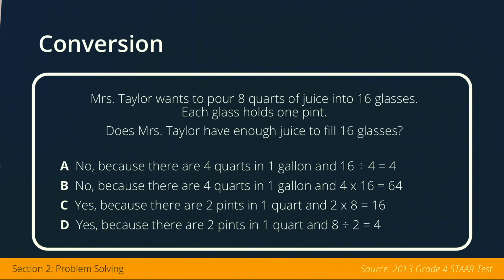And then here is a question about conversion, which we'll focus on a lot more in the next section of this module. But let's go ahead and think about some of those early conversion activities with this question here. Mrs. Taylor wants to pour 8 quarts of juice into 16 glasses. Each glass holds 1 pint. Does Mrs. Taylor have enough juice to fill the 16 glasses? And then the answer choices might be no or yes. And then there are different reasons why that would not work or why that might.